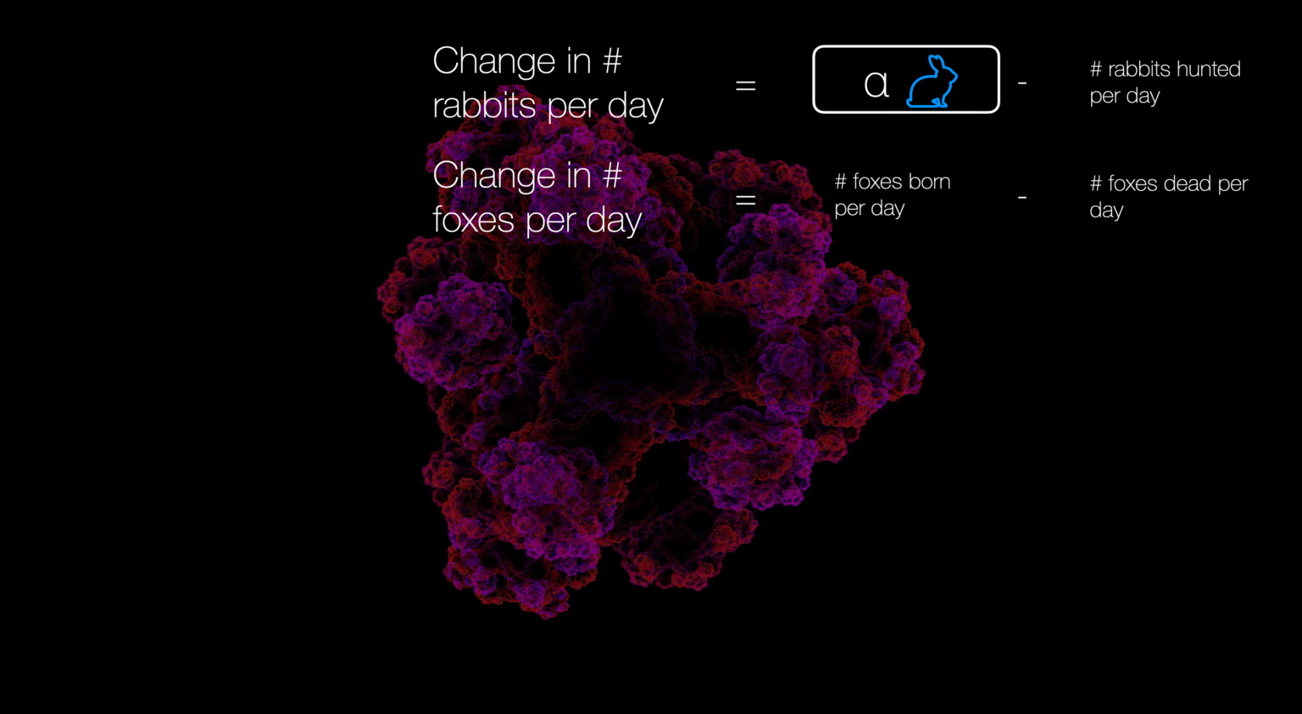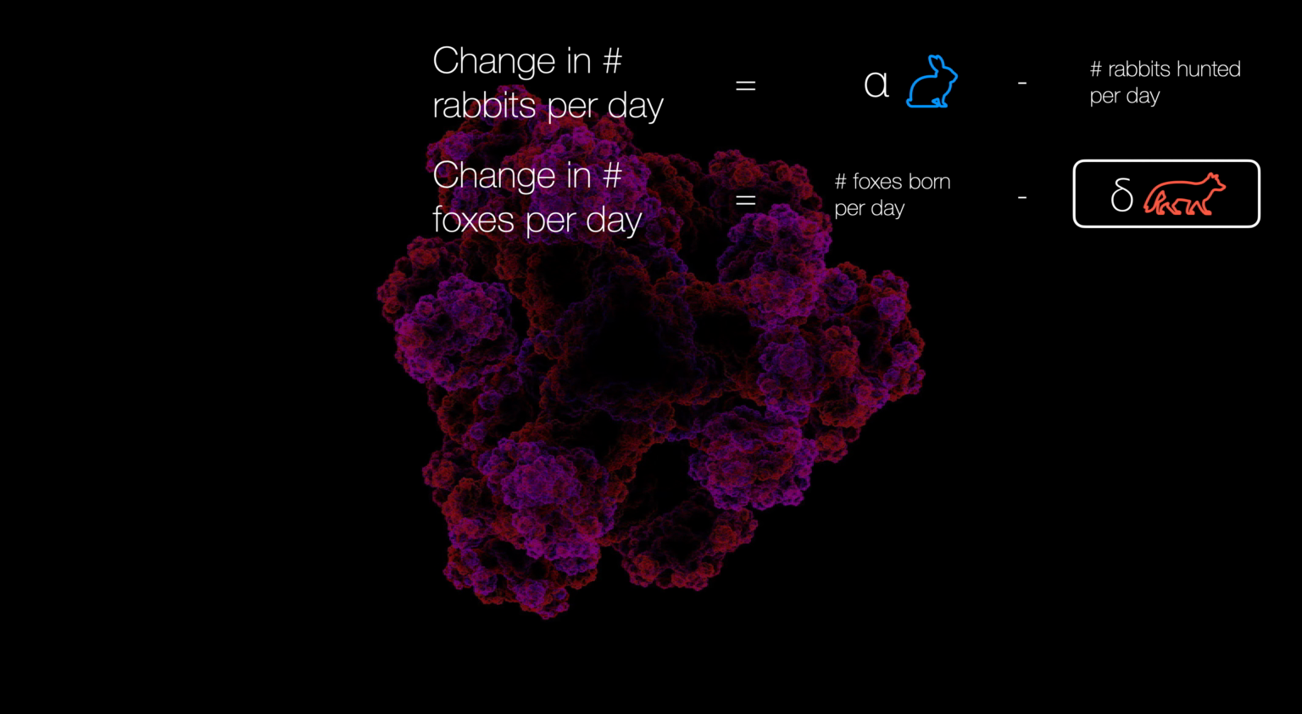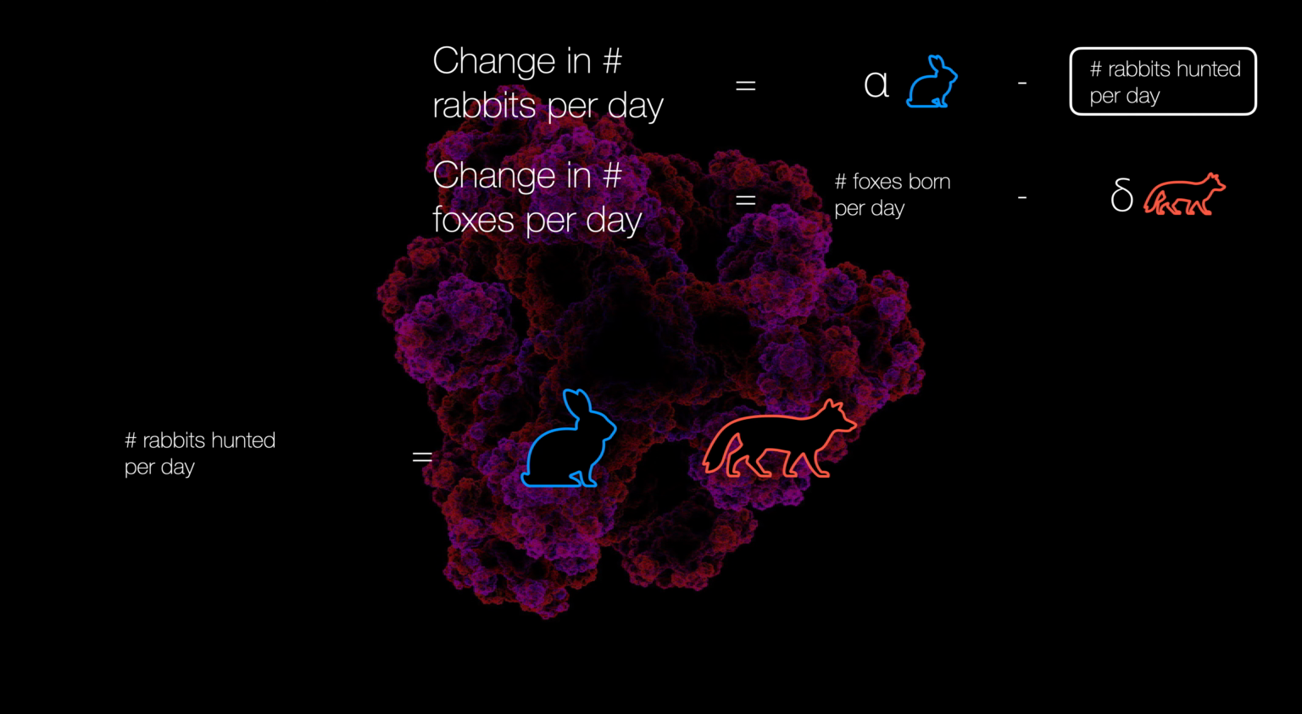And that's the first contribution. Let's look at the next one. The fox's death per day should kind of follow the same logic. More foxes present means more foxes dying because the chances are constant, and the chance is delta in this case. Now, here's a trick here a bit. This depends on both the rabbits and foxes.